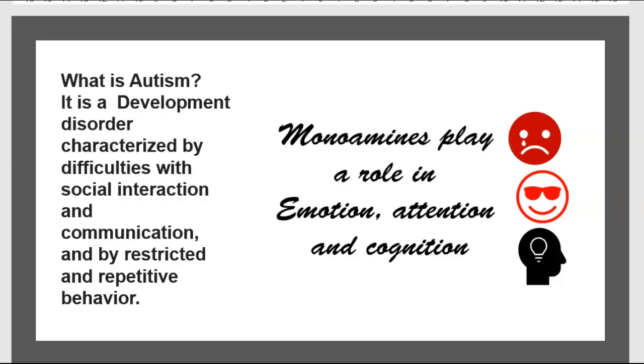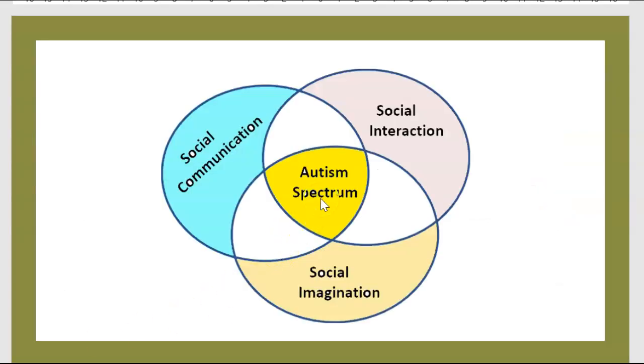What is autism? Autism is a developmental disorder characterized by difficulty with social interaction and communication, and by restricted and repetitive behavior. This is the spectrum of autism. It interferes with social interaction, social communication, and social imagination.